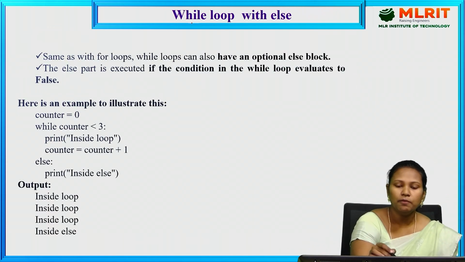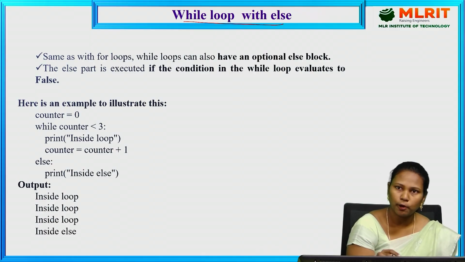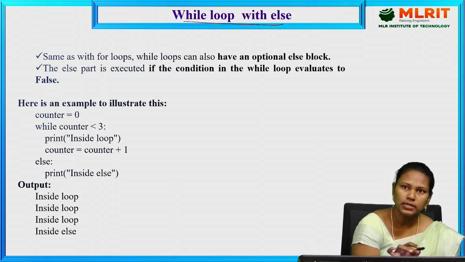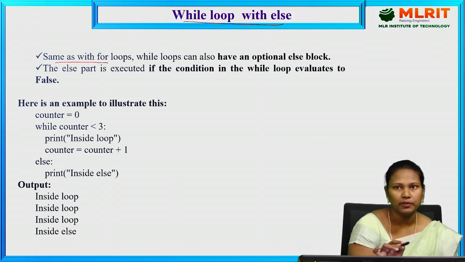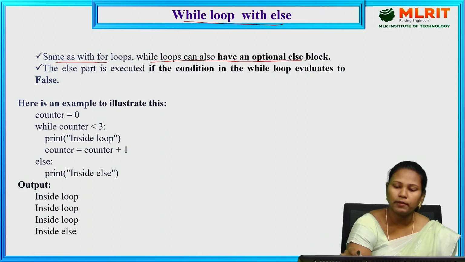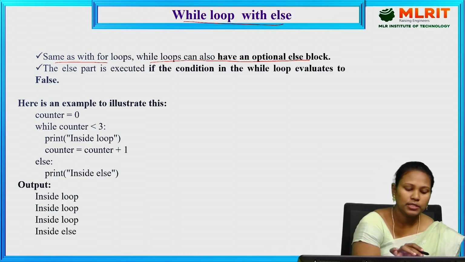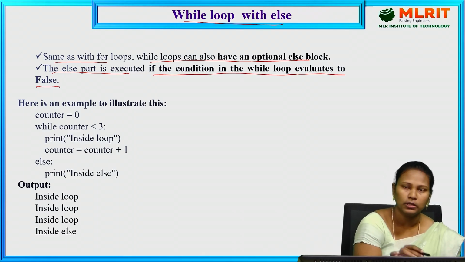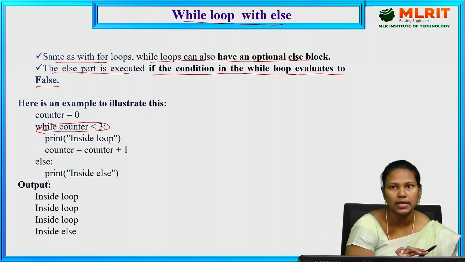The next one is the while loop with else. In the last session I discussed that in the for loop we can also use the else block. The while loop also supports this, the same as for loops. While loops can also have an optional else block. After coming out of the while loop, we can execute the else block. The else part is executed if the condition in the while loop evaluates to false. So only when the while loop becomes false does it execute the else.